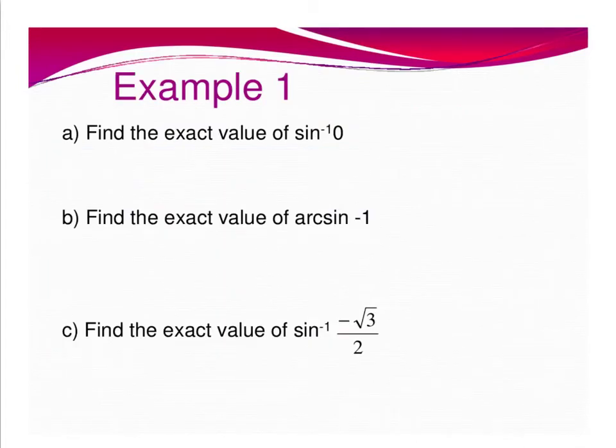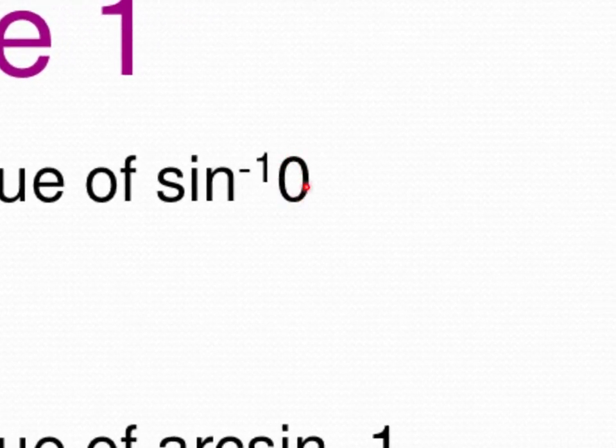Take a look at the first example. We're finding the exact value of inverse sine of 0. So now this 0 represents the point on the unit circle. I want to know at which angle this happens. It happens at, look back at that table, it happens at 0.